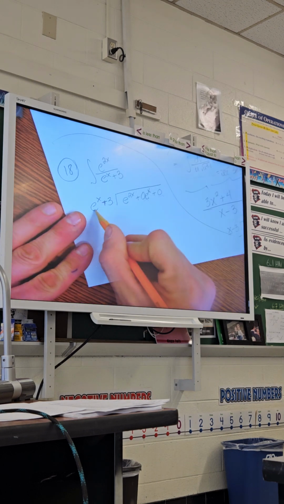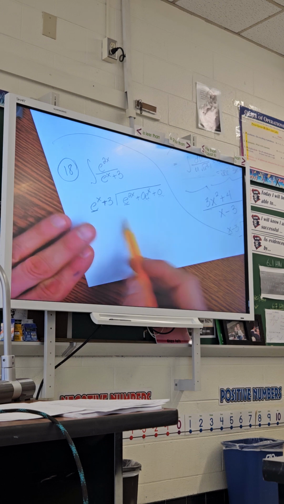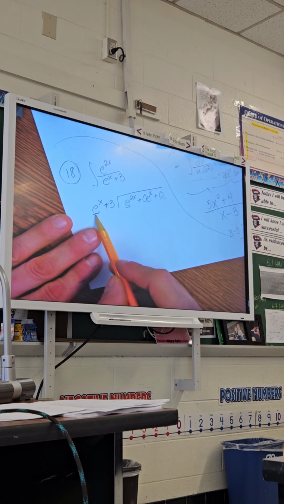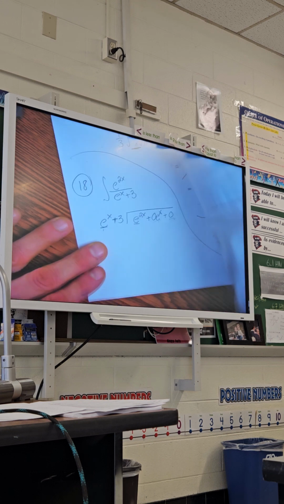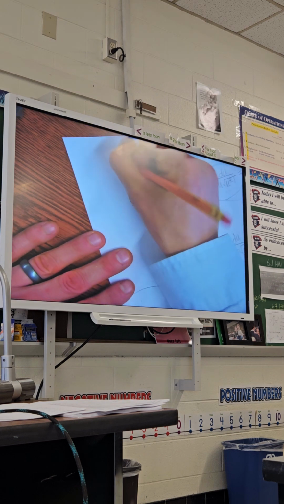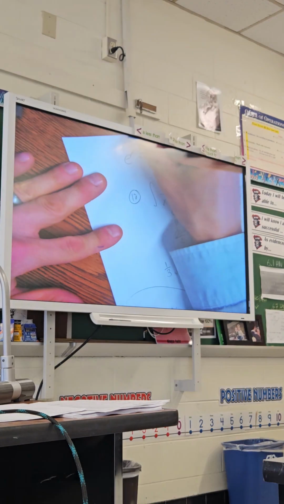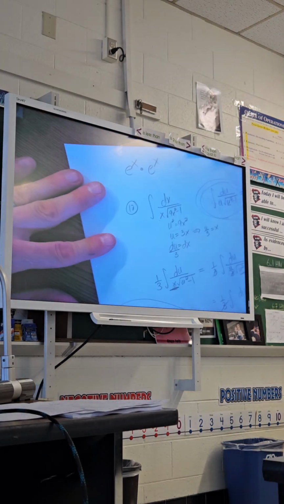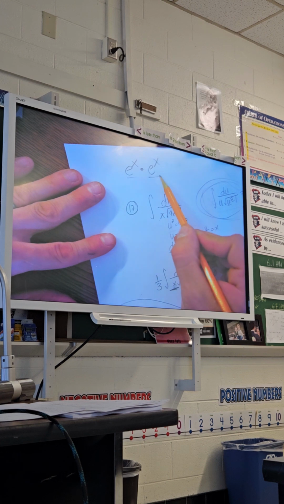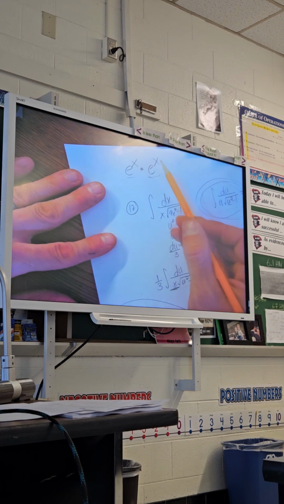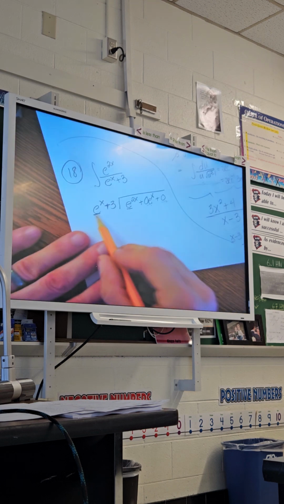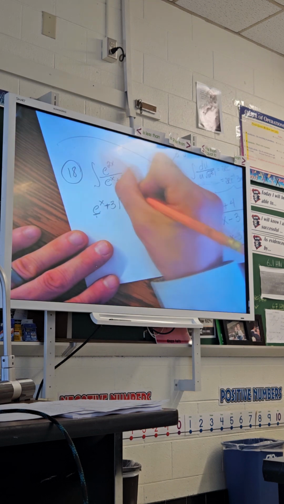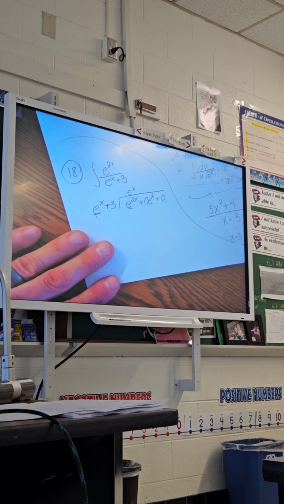When you do long division, you only look at the first terms. What can you multiply e to the x by that'll give you e to the 2x? Yeah, for sure. Don't forget that when you're multiplying things with the same base, you add exponents. So this would be e to the 2x. So what can I multiply e to the x by that gives me e to the 2x? That would be e to the x.